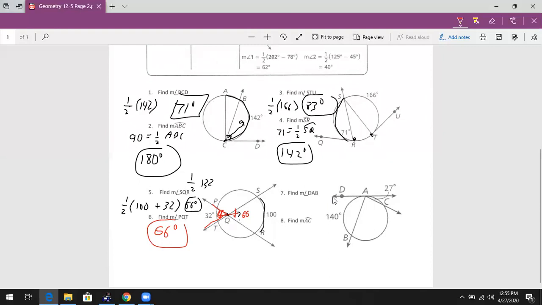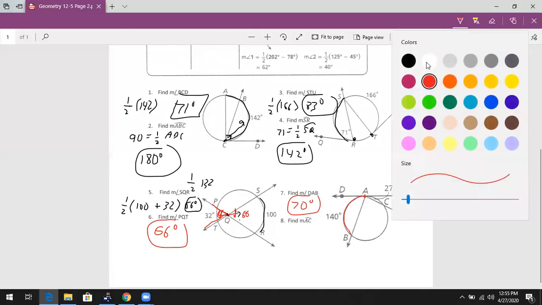All right, what is the measure of angle DAB? Well, that vertex is on the circle. So because it's on the circle, the angle is half the arc. Half of 140 gives me 70.